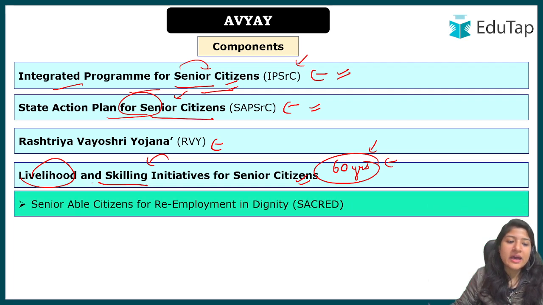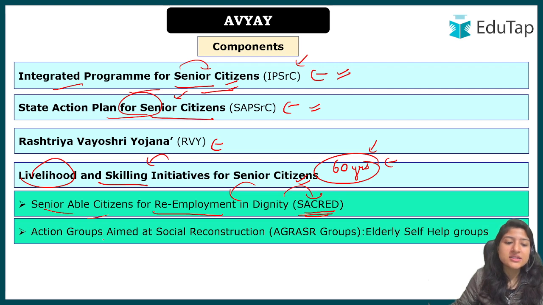And under this, we have two: Senior Able Citizens for Re-employment in Dignity, which has an abbreviation as well, that is SACRED. Another is the National Action Group for Social Reconstruction, which is the AGRASR group. Basically, you can call these groups elderly self-help groups.